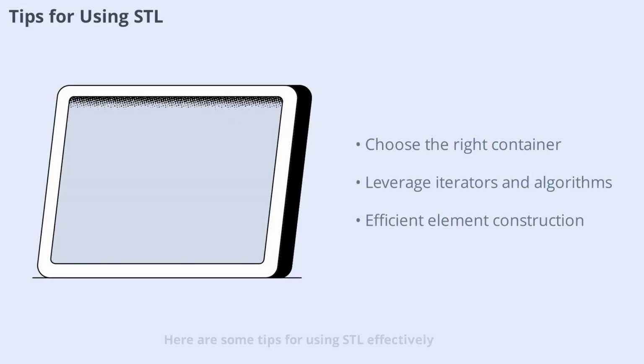Here are some tips for using STL effectively. Always choose the container that best fits your needs. Take advantage of iterators and algorithms to write generic code. Remember to sort containers before using binary search. Use emplace and emplace_back for efficient element construction. And finally, don't be afraid to explore the full range of STL features to make your programs more robust and efficient.